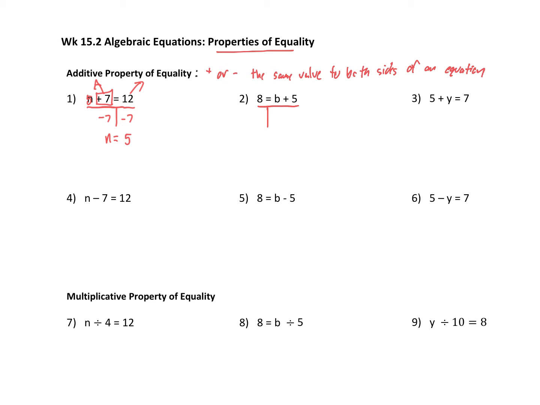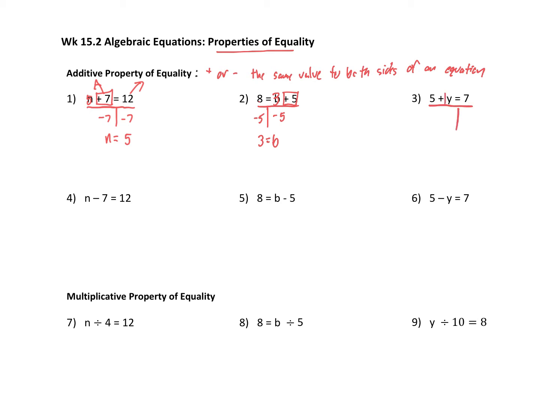We want to figure out what b is, so we want to isolate it. So we get rid of plus 5 by doing the inverse, which is minus 5. So 8 minus 5 is 3 equals b. And then we're going to plug 3 in to make sure it works. Yep. We're just going to practice this skill over and over.